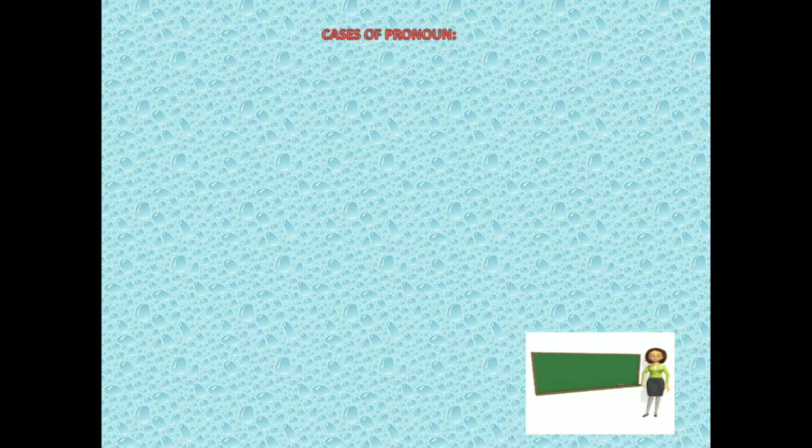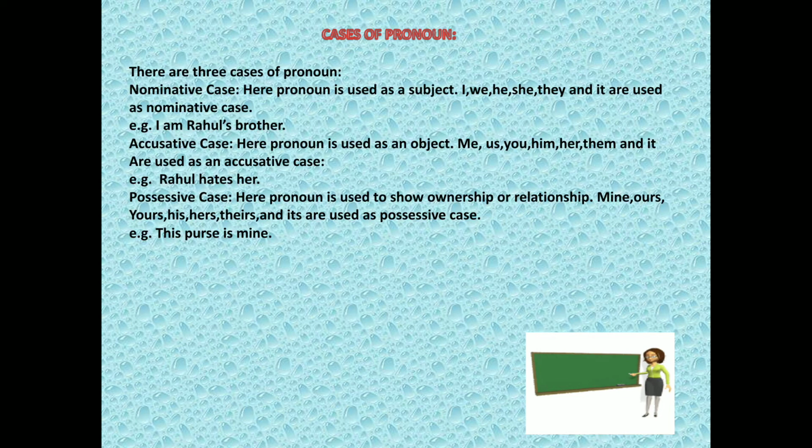So the next is cases of pronoun. So first of all, we will read it. There are three cases of pronoun. The first is nominative case, second is accusative case, and third is possessive case. The first one is the nominative case. Here, pronoun is used as a subject like I, we, he, she, they, and it are used as nominative case. For example, I am Rahul's brother. So here I, that is nominative case.